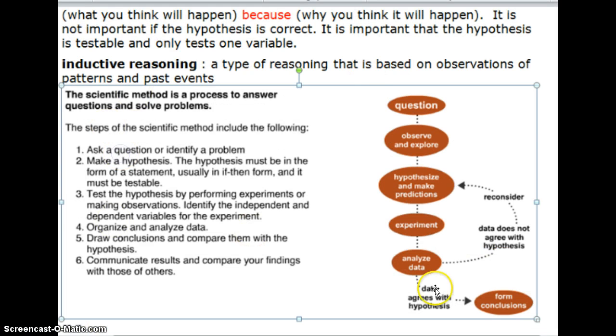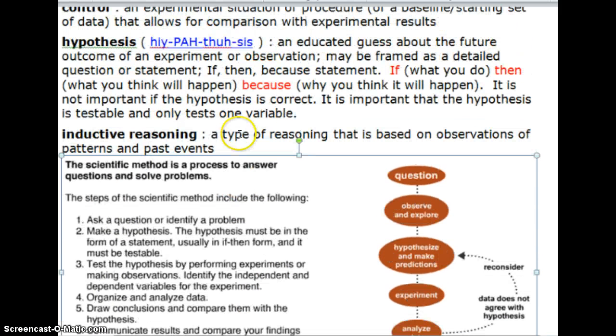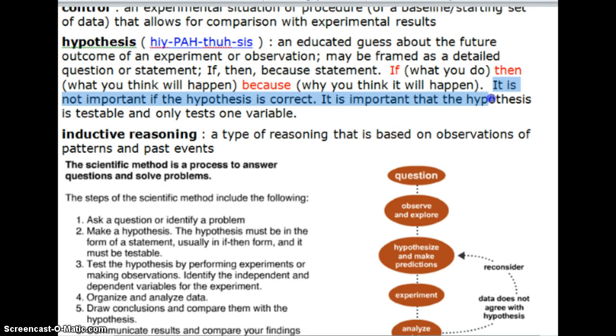So I just added that last slide to the notes, and I also added under the hypothesis, it is not important if the hypothesis is correct. It is, however, very important that the hypothesis is testable and only test for one variable.